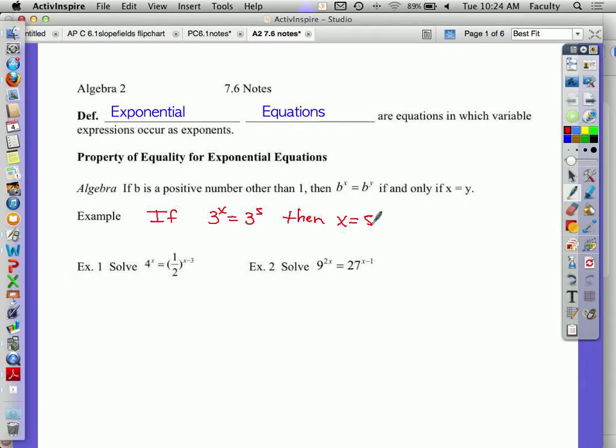In example 1, I have 4 to the x equals 1/2 to the x minus 3 power. So right now they don't have the same base, but I can get creative here and I know 4 is 2 squared and I know 1/2 is 2 to the negative 1. Then I'm going to use this exponent property that says a to the m to the n power is a to the m times n. So now I multiply the exponents.